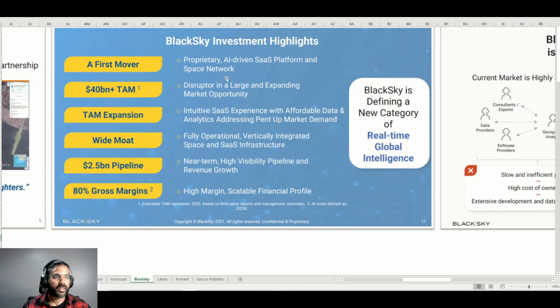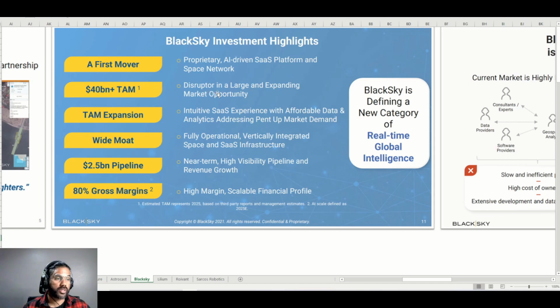So what they're saying, a lot of fancy words here, is that they have a software as a service subscription model for the Blacksky satellite imagery and data analytics, and people can subscribe to a model, and each model offers different types of services, to the point where you can have 15-minute updates, or updates twice a day, or updates once a week, and all of those have different price points. This is a $40 billion total addressable market, according to Blacksky.